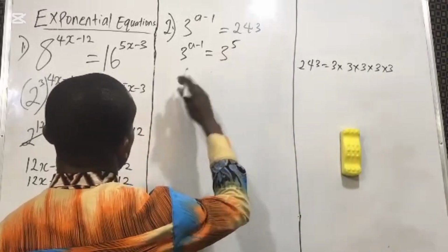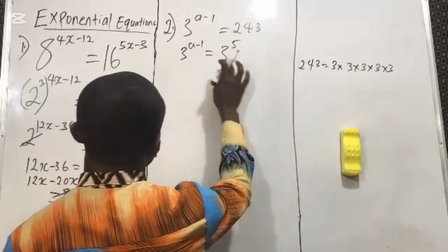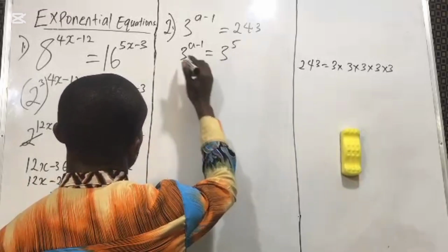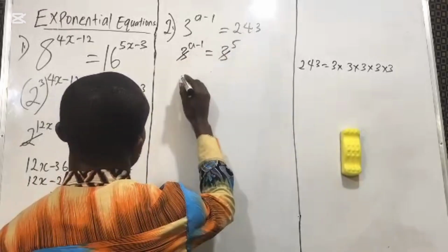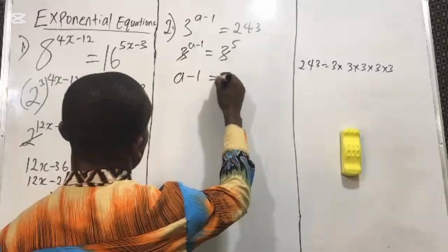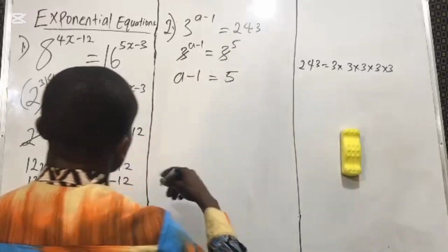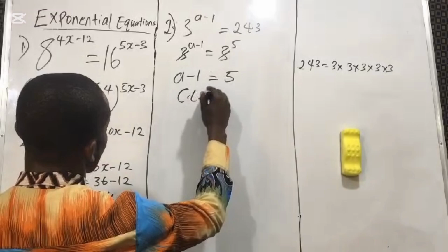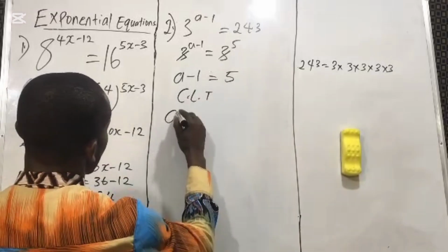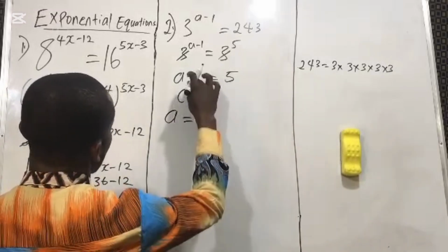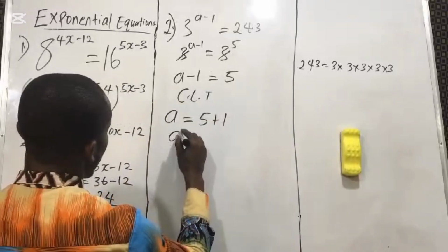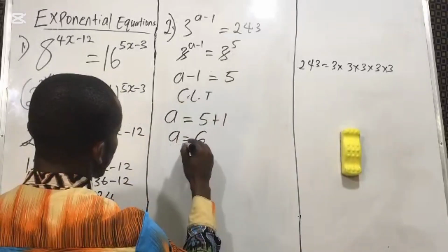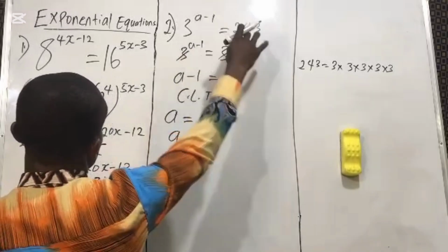So at this point, from the law that states that when we have indices of the same base, we can equate the powers. That becomes a minus 1 equals 5. At this point, we collect like terms. So we have that a equals 5, when this negative 1 comes to the right hand side, becomes plus 1. And that implies that a is simply equal to 6. That's the solution to this question.